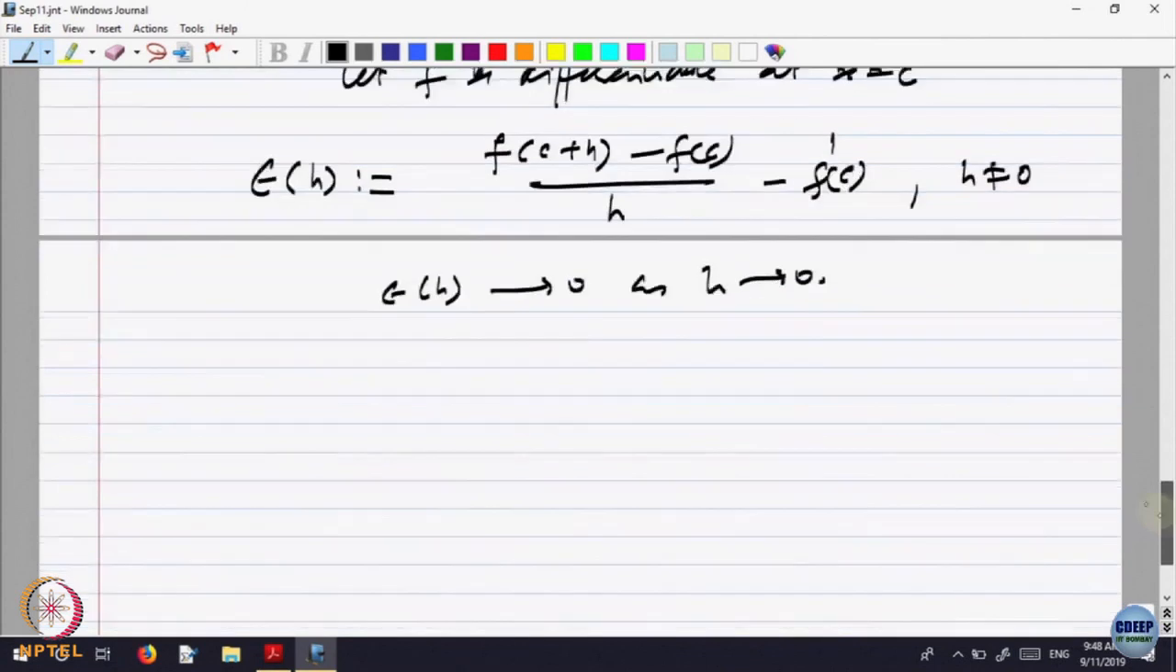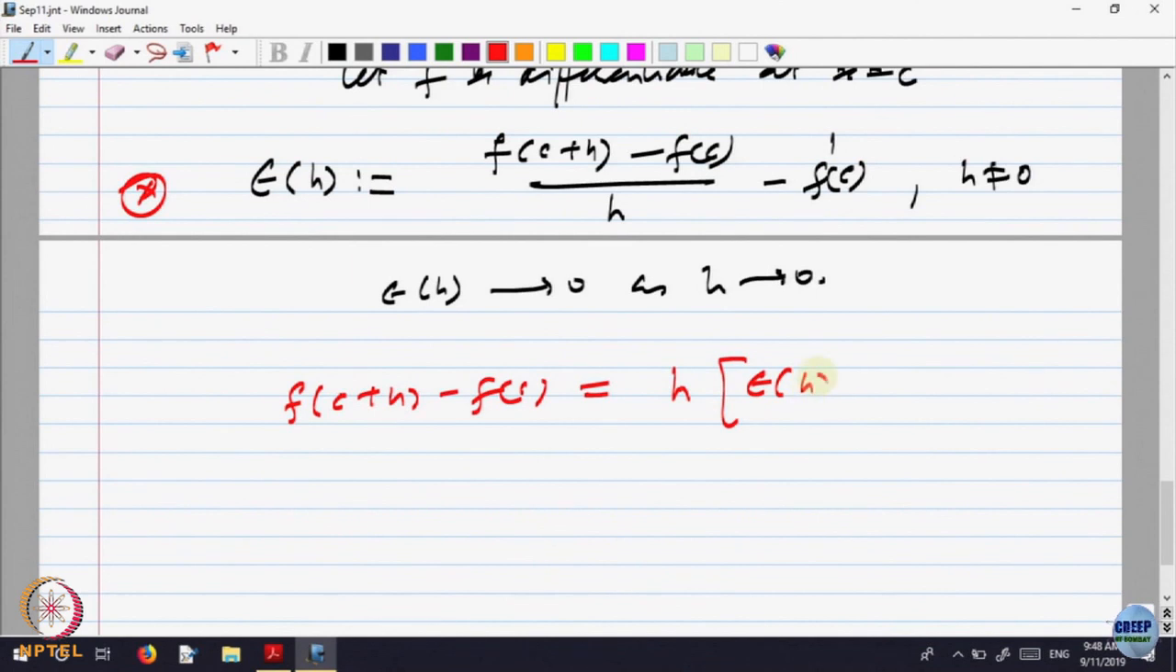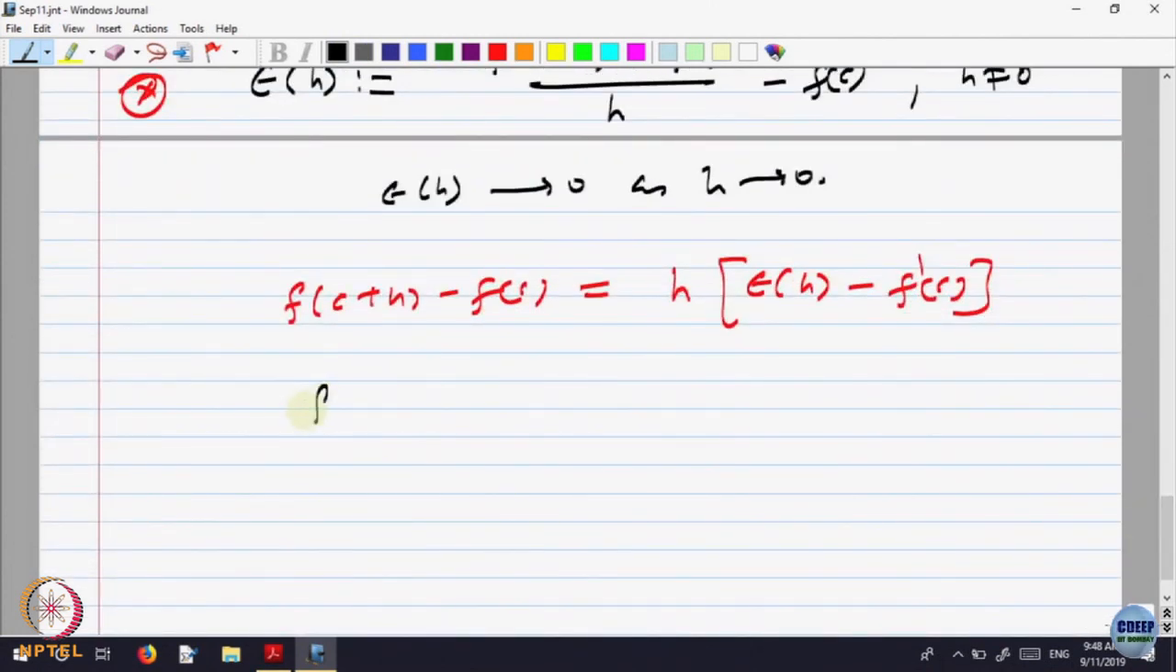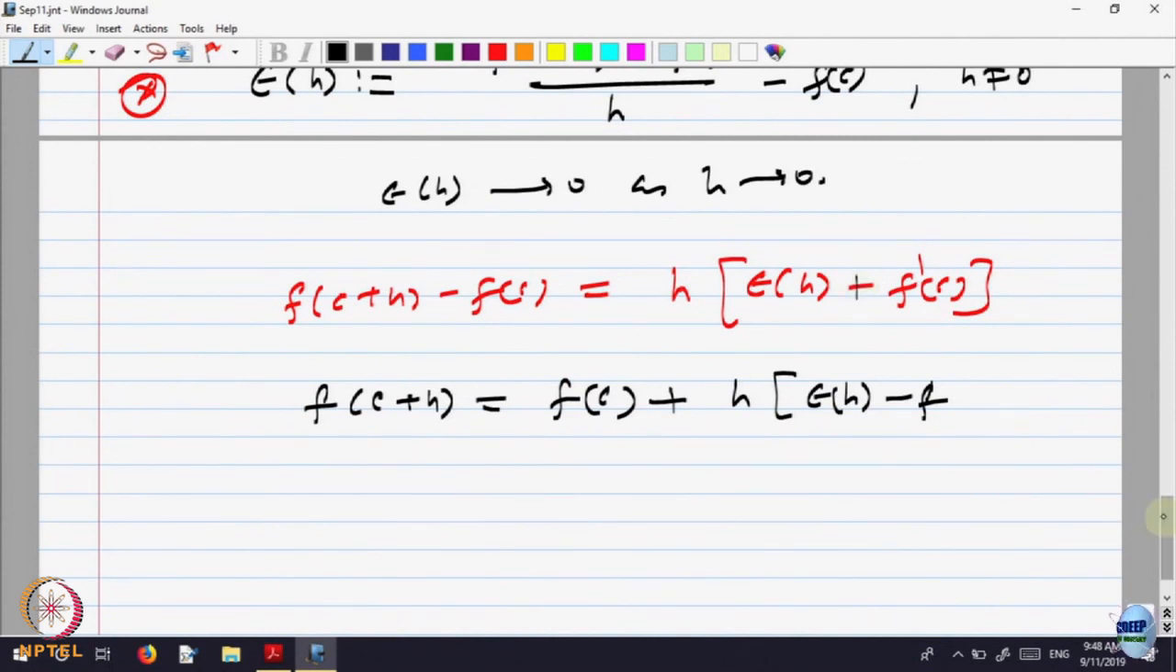Okay. Let us rewrite this equation star slightly differently. Cross multiply. So, that gives me f of c plus h minus f of c is equal to h times epsilon h plus f dash of c. Right. That equation I have cross multiplied both sides by h. So, let us analyze this slightly further. It says f of c plus h can be written as f of c plus h times epsilon h plus f dash of c. That should be plus because it is on the other side, right?